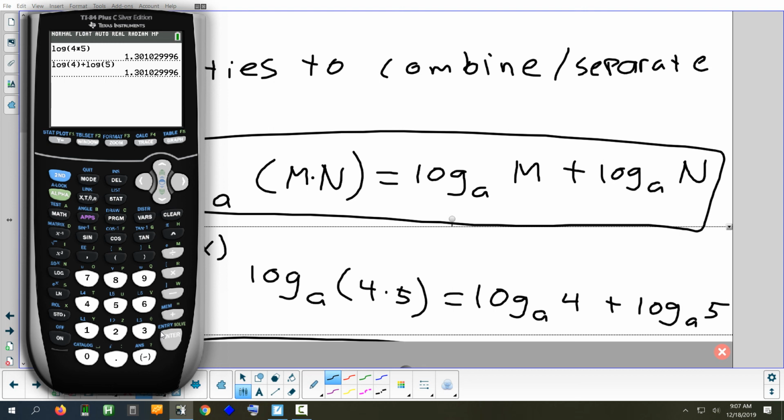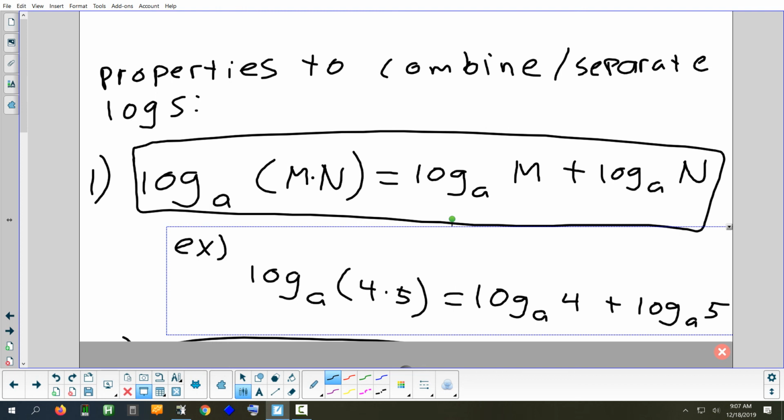Okay. What are two other numbers that multiply to give you 20, besides 4 and 5? 2 and 10. So you could also take the log of 2 plus the log of 10. Same thing. You can do 40 and a half, do 80 and a quarter. I mean, you can do as many different things as you want. But the idea is that a product splits as a sum.